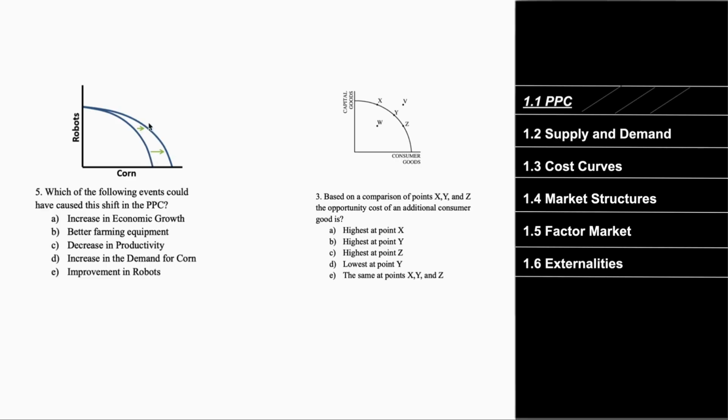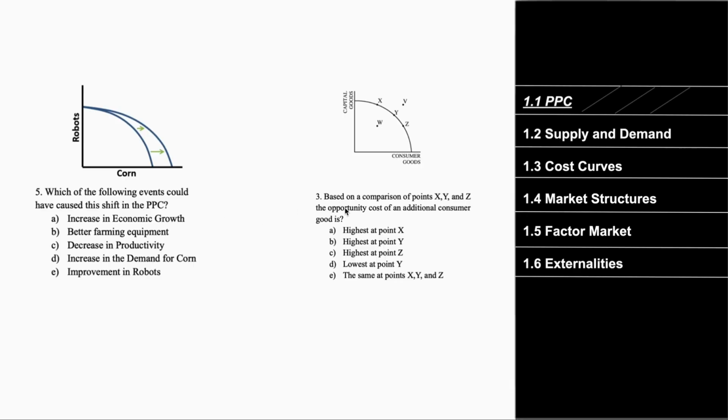We're seeing here that corn is increasing. We're producing more corn, but we're not producing more robots. That's the key here. So if we were to increase economic growth, we would be producing more robots. So A, it simply cannot be A. So the answer is actually B, better farming equipment, because we can produce more corn, but we can't really produce more robots. C wouldn't make sense, because if you decrease productivity, it would go inwards. An increase in the demand for corn, that doesn't increase anything on this graph. An improvement in robots, that doesn't increase corn, that improves robots. So here you would have B.